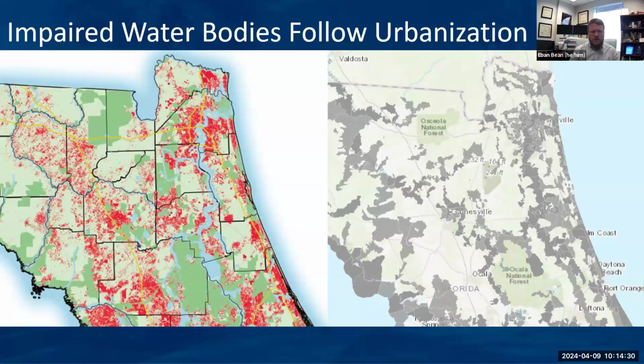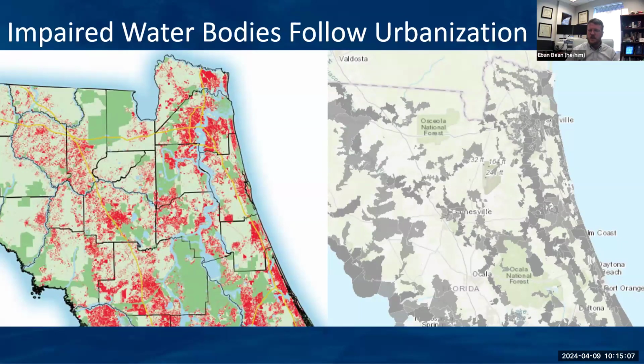So with the increase in urbanization, we can see this at a large scale: our impaired waters, or our water bodies that are not meeting their intended quality for fishing, swimming, or drinking water, or whatever the criteria is, oftentimes there's a correlation with urbanization. And hopefully you can see on the left, this is a map of urbanization in Northeast Florida. And then on the right, we have a map of the watersheds that are impaired.